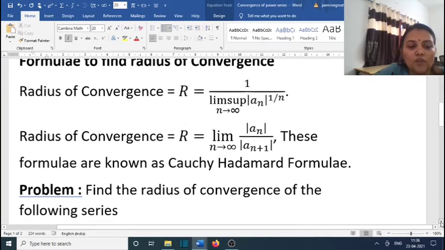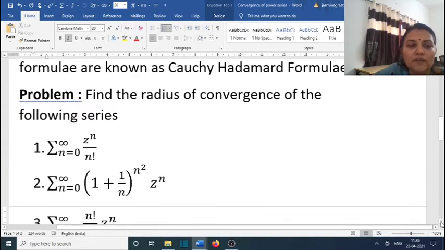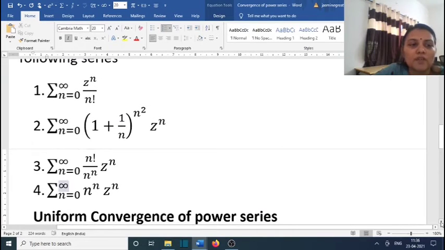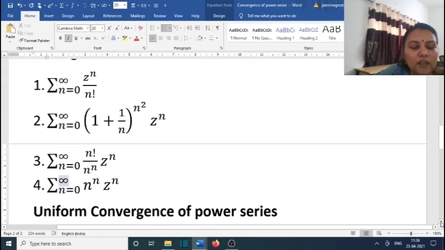Now we have 4 problems to find the radius of convergence of the power series. First problem is sigma n equal to 0 to infinity z^n by n factorial. Second problem, sigma n equal to 0 to infinity (1 plus 1 by n)^(n squared) z^n. And third problem is sigma n equal to 0 to infinity n factorial by n^n z^n. Fourth problem, sigma n equal to 0 to infinity n^n z^n. Now we can do these 4 problems.